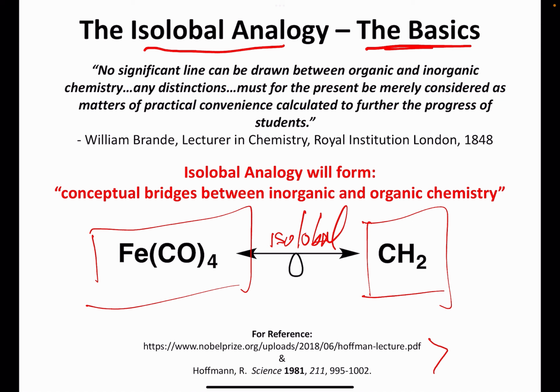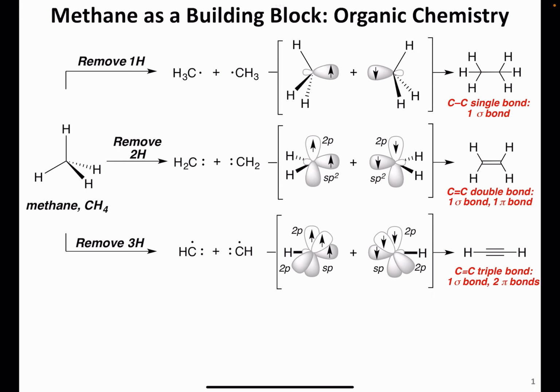So how are we going to link transition metal fragments like iron tetracarbonyl to carbenes, CH2? We're going to start with methane. If we take methane, the most basic building block of organic chemistry, and we start to strip away hydrogen atoms, we start to build fragments that we can then combine to form really any organic molecule we want to. If we start with methane and remove one hydrogen atom, we get the methyl radical.